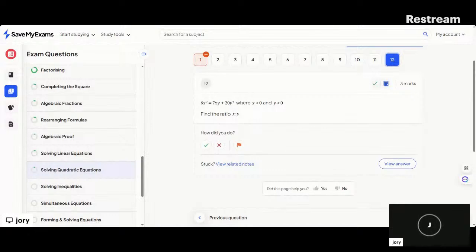Why is this only 3 marks? It feels harder. 6x squared equals 7xy plus 20y squared. Find the ratio of x to y. Find x and then find y.